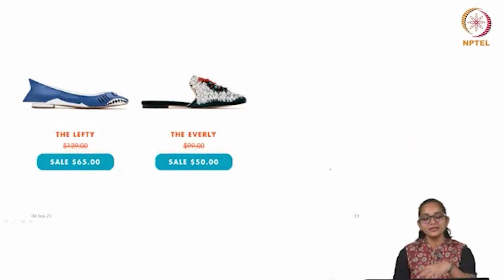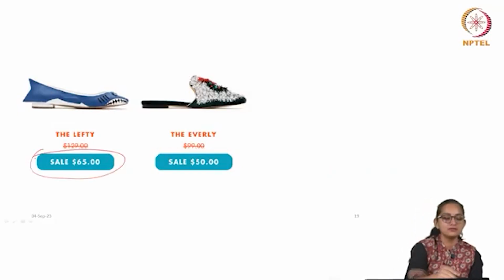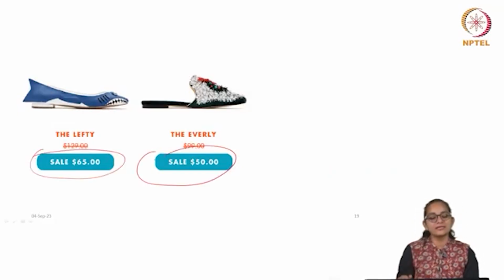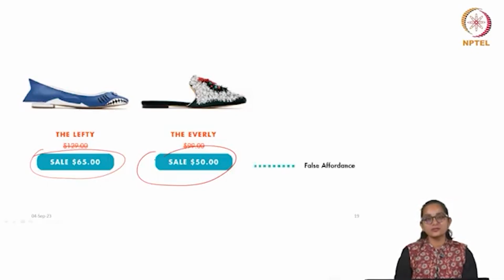So just by looking at this picture, you may feel that these are actually buttons. However, they are not, they are just indicating the sale price. So it is a false affordance because it is looking exactly like a button.